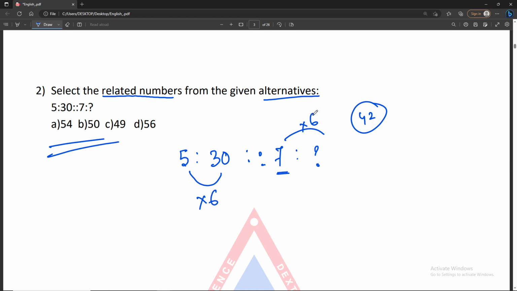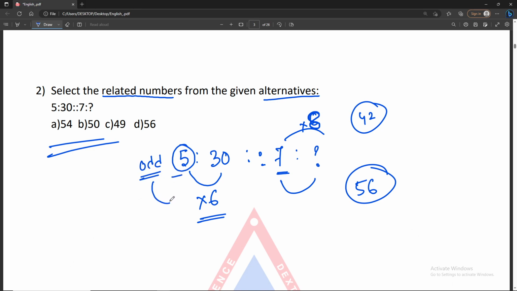So if we go with 8, the option is 56. So the even number comes in place for this question. In the first question 5 is multiplied by 6, the odd number is multiplied by the even number. See, it's an odd number and the continuous number after 5, that is 6, is multiplied. So 7 is an odd number and the number after 7 is 8. So you have to multiply 7 into 8, that is 56. So the option here is 2D. 56 is the answer.